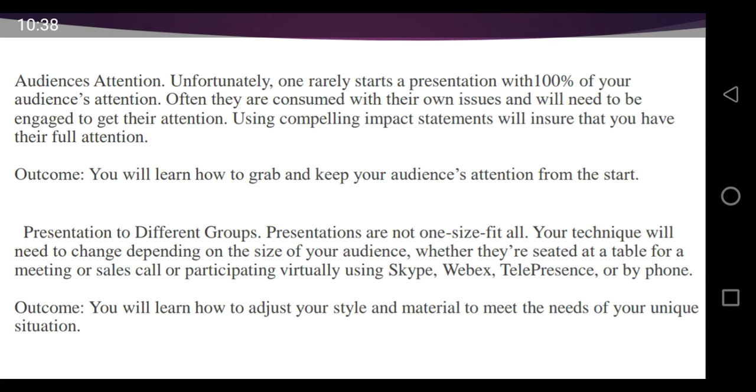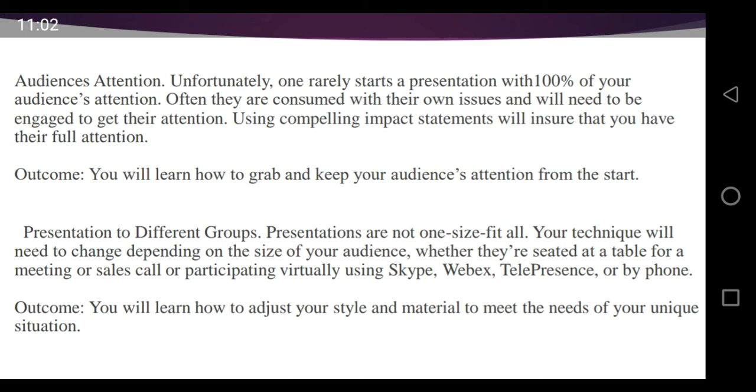Always create some interest, try to explain in an understandable way. Whenever you feel that they are not concentrating, try to explain more in an understandable way. If you do that, that will be a good thing. Presentation to different groups.